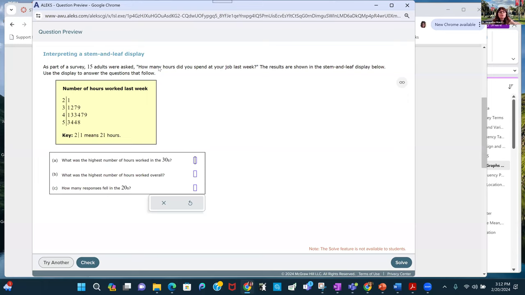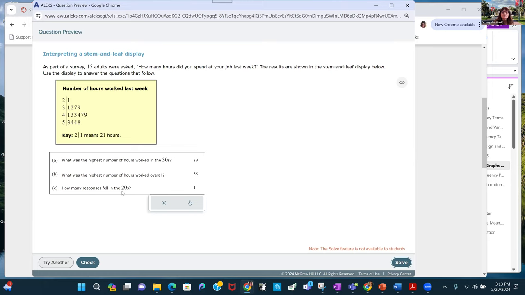So, as part of a survey, 15 adults were asked, how many hours did you spend at your job last week? And I like how they give a key, which explains how to read the graph. So 2/1 means 21 hours. So the stem is the number of tens, and then the leaves are the number of ones. So what's the highest number of hours worked in the 30s, you guys? Right. This is the row with the 30s. Somebody worked 31 hours, somebody worked 32, somebody worked 37, someone worked 39. So the highest number is 39. The highest overall is 58.